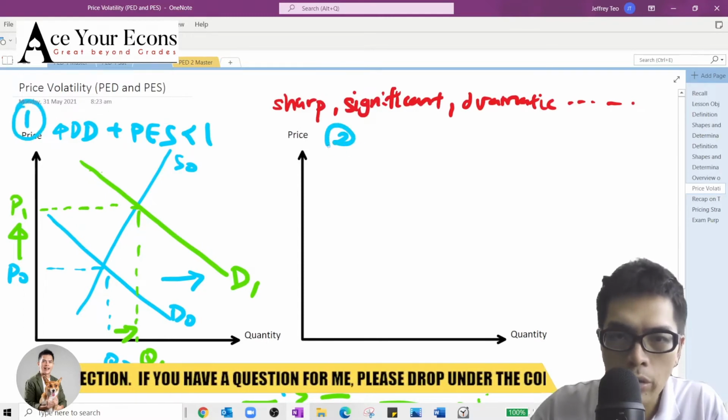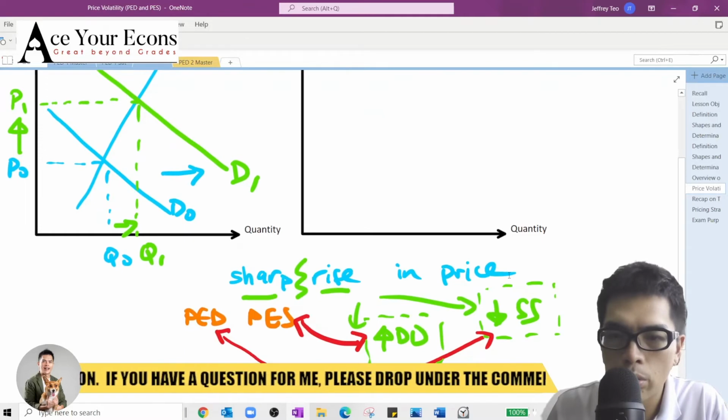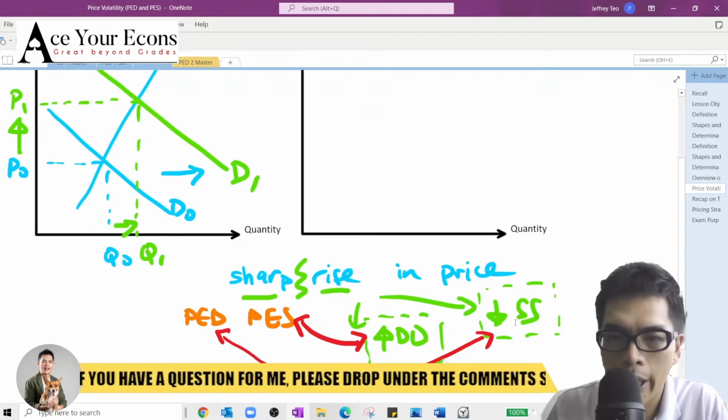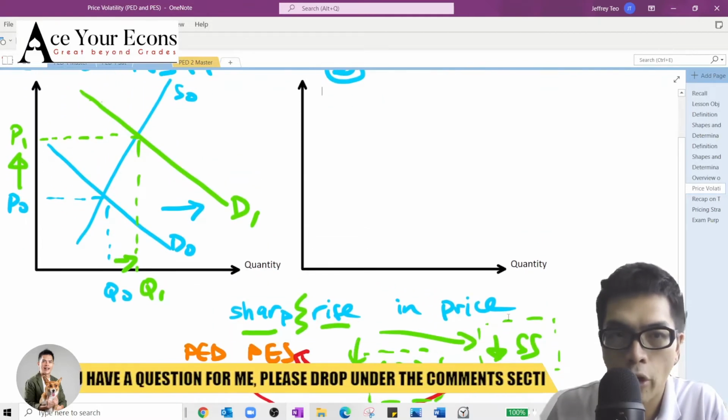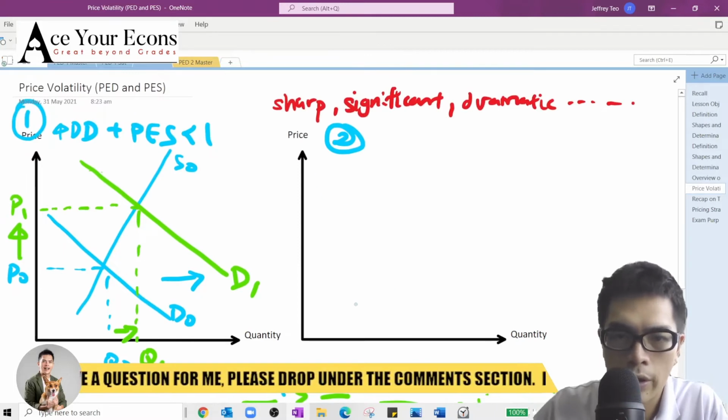Scenario 2, remember, will need to illustrate a rise in price which is caused by a fall in supply. Let's draw a fall in supply.